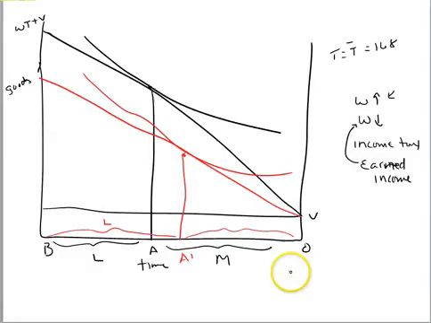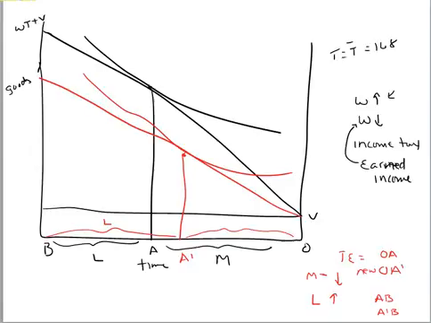So when I decreased my wage rate, the total effect was the movement. The original was OA. The new is OA prime for market work. And for leisure, the original was AB, and the new is A prime B. Leisure increases, market work decreases in this case. But we can break this total effect down into what we call a consumption substitution effect and an income effect.